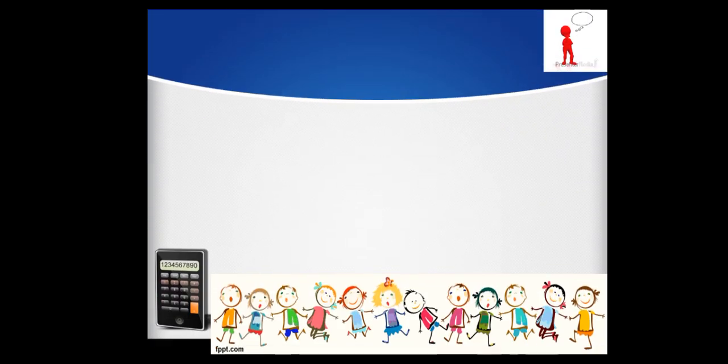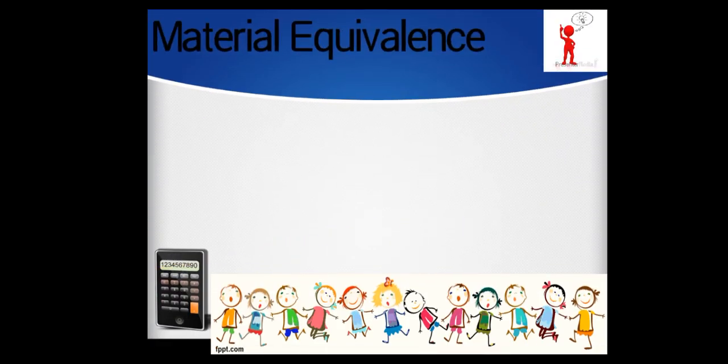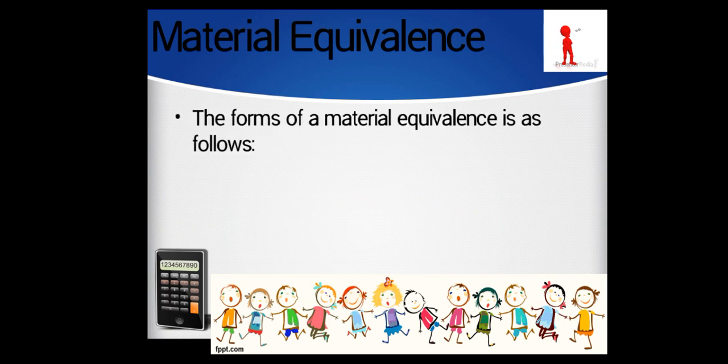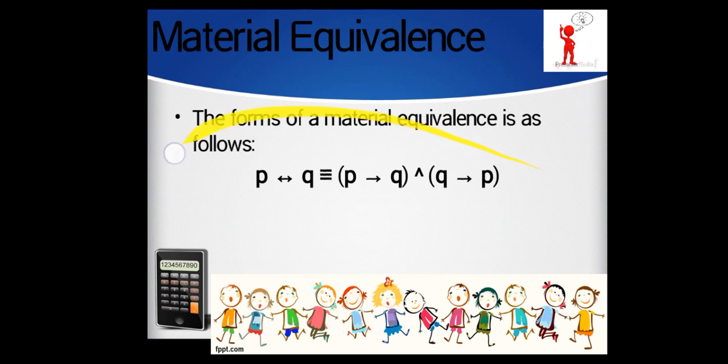And the next one, we have here the material equivalence. So, in material equivalence, these are the forms of a material equivalence. So, here, P, this is conditional.